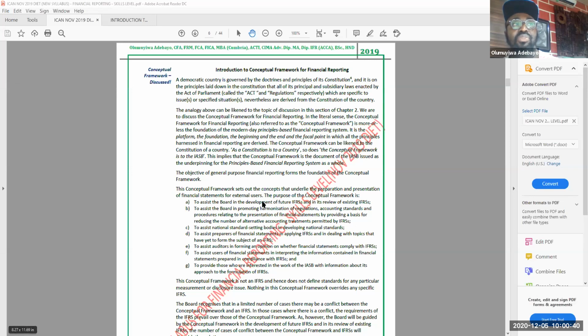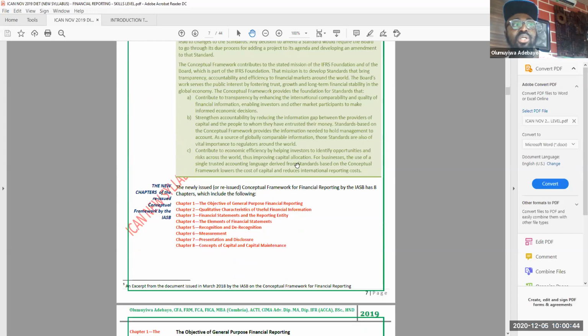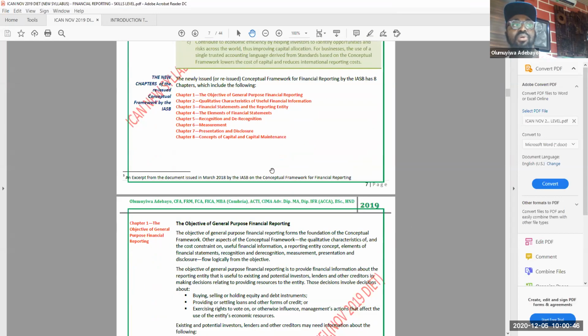Okay. Now, what I want to do is to quickly take us through the chapters in the framework. I told you earlier that we have 8 chapters, starting from the first chapter, which talks about the objective of financial reporting. Financial reporting is general purpose reporting. It is not entity specific, neither is it management reporting. It is meant for general users of financial statements, those who can be considered stakeholders of a business.